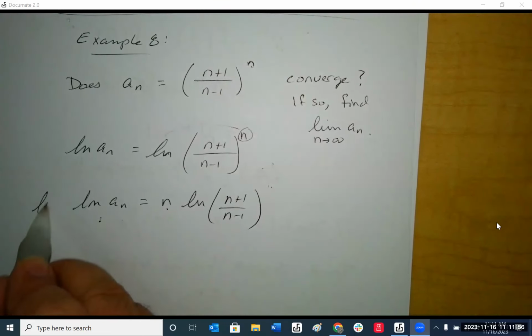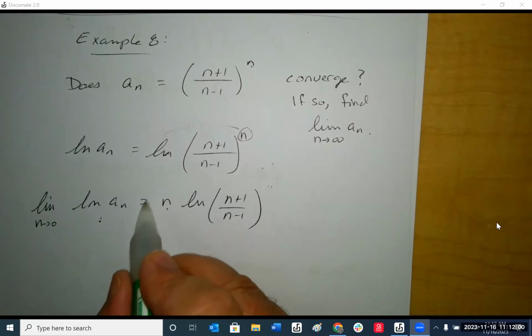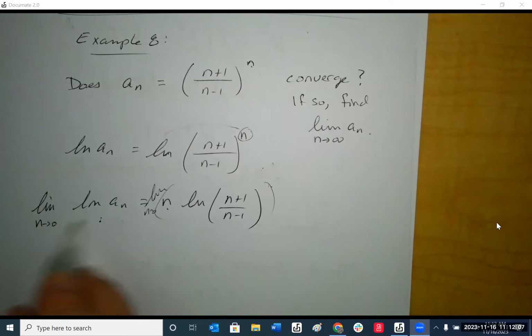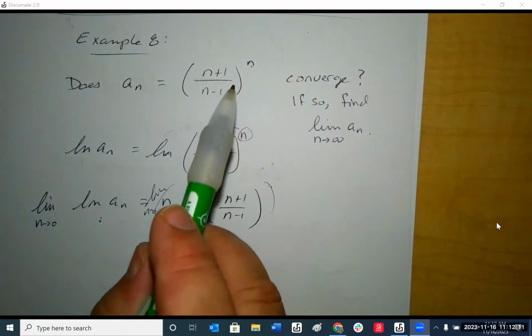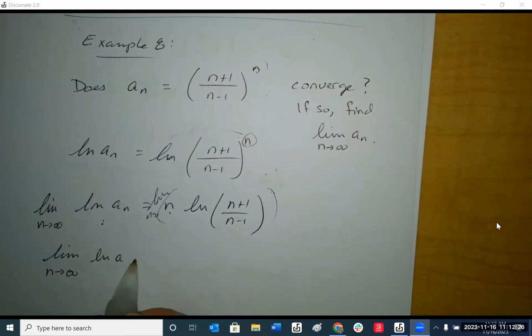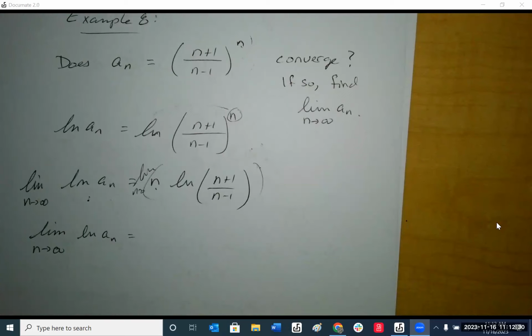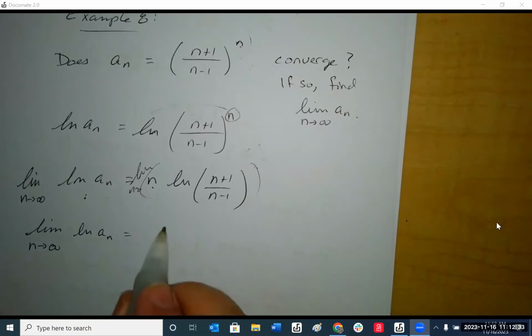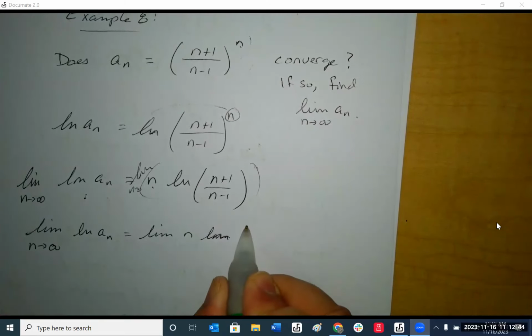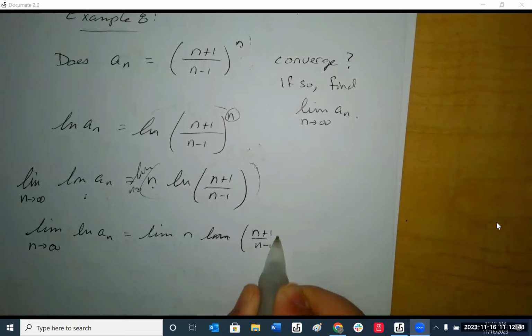So the limit as n goes to infinity of ln a sub n becomes the limit as n goes to infinity of n ln of n plus 1 over n minus 1.